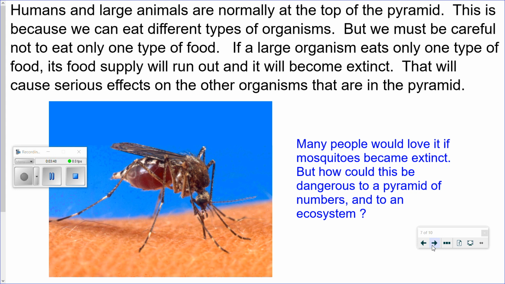So just take a look at this lovely diagram here. Many people would love it if mosquitoes became extinct. But how could this be dangerous to a pyramid of numbers and to an ecosystem? How about you put the video on pause now so that you can consider your response to this question?